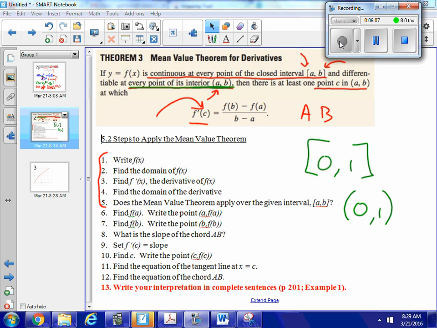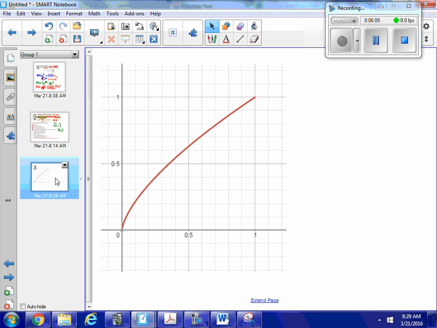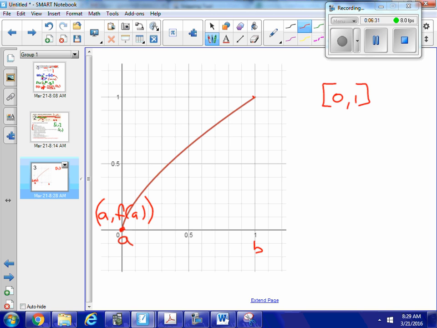Well, let's go back to our graph here. If this is a, and over here at 1 is b, so I have the closed interval 0, 1, then this point right here is the point a, f of a, and this point right here is the point b, f of b.